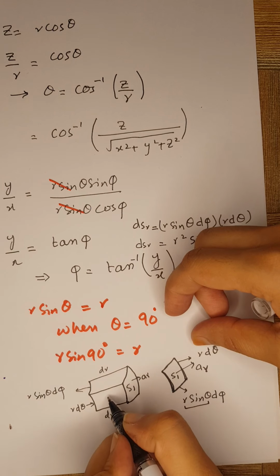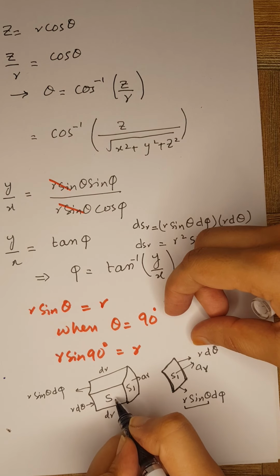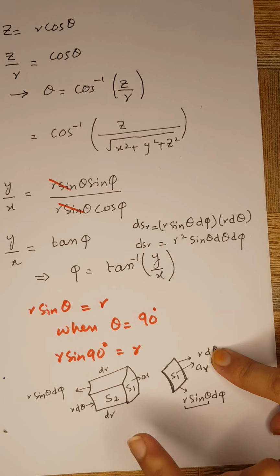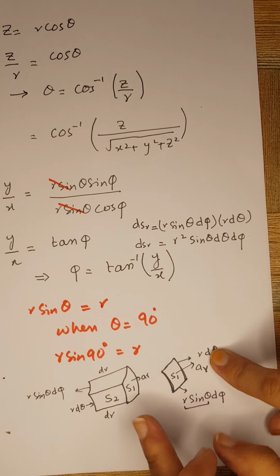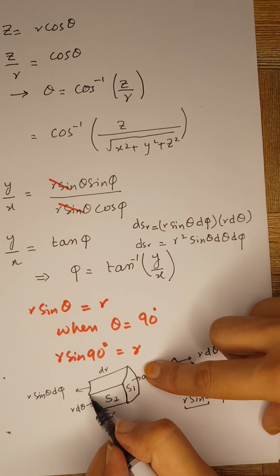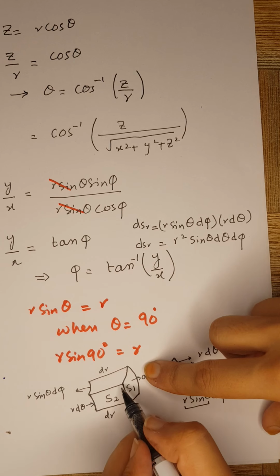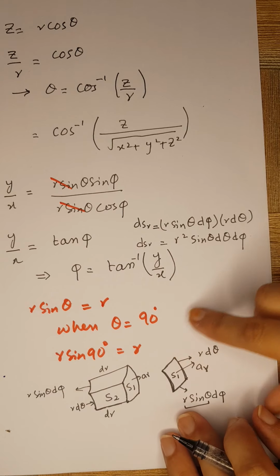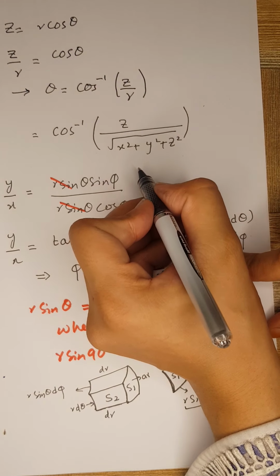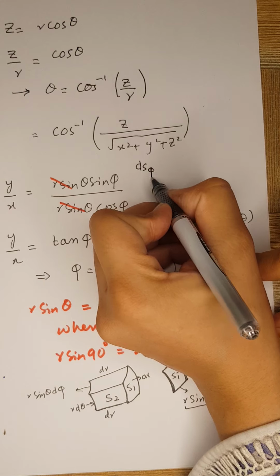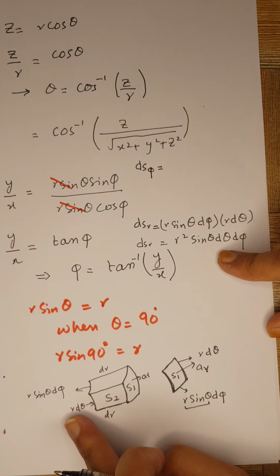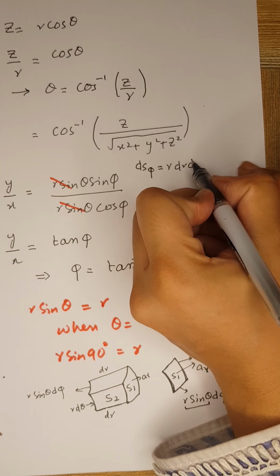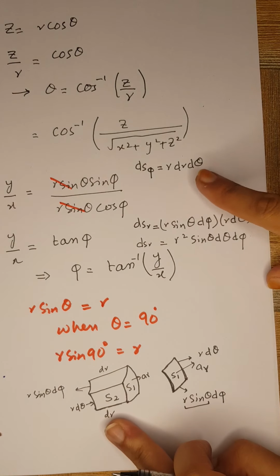Now let's calculate the surface area of the other surface, marked by S2, and it points in the direction of phi. Again, this length is equal to r d theta, and this length is equal to the change in the radius line. So the surface area that points in the direction of phi is equal to r dr d theta.